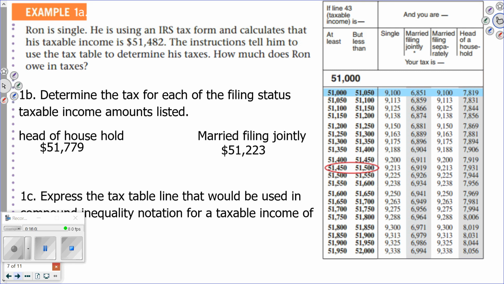So Ron is single. He is using an IRS tax form and calculates his taxable income as $51,482. The instructions tell him to use the tax table to determine his taxes. How much does he owe? All right, now as we're looking at tax tables, if you flip open your booklet as well, this tax table is from the textbook, which is older, so it's not as recent, it's the ones I gave you guys. But they'll always have this look to them.